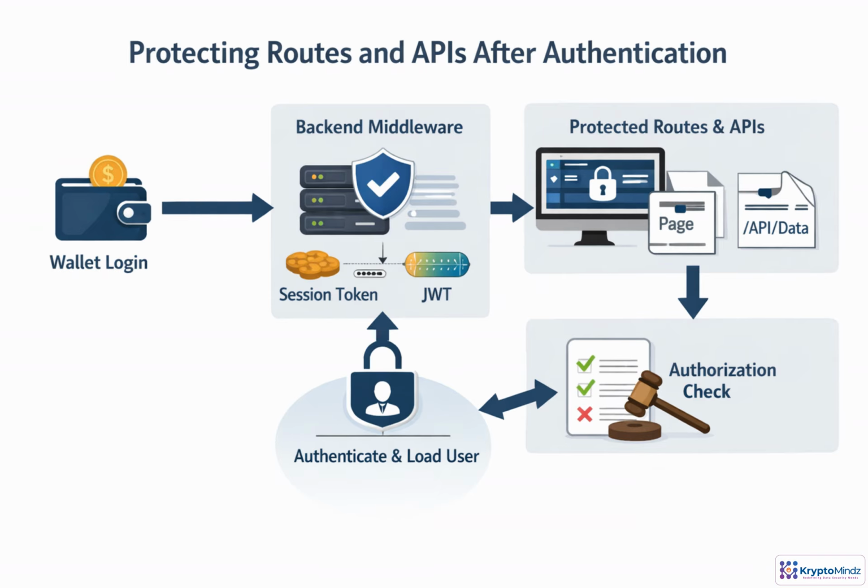From the user's perspective, the app should now feel familiar. Each protected request passes through middleware that validates the session cookie or JWT. The backend loads the internal user record and exposes a current user object to pages and APIs. From there, authorization is a separate question. What is this user allowed to do? The wallet proves identity at login, but your app still enforces access through normal backend checks.